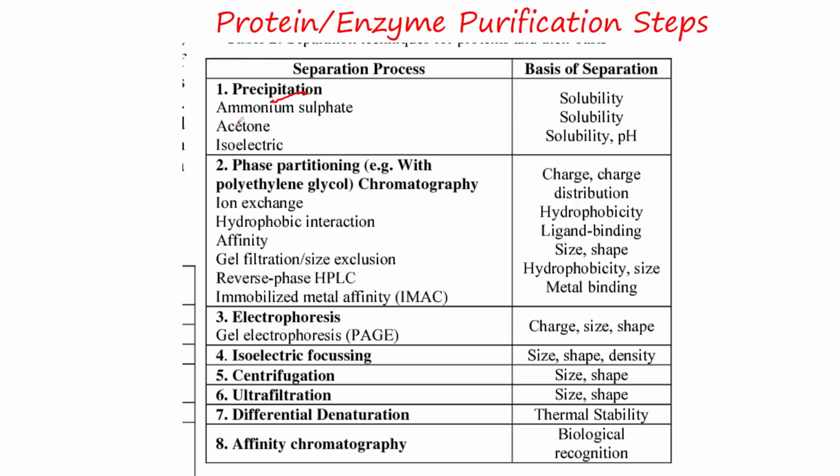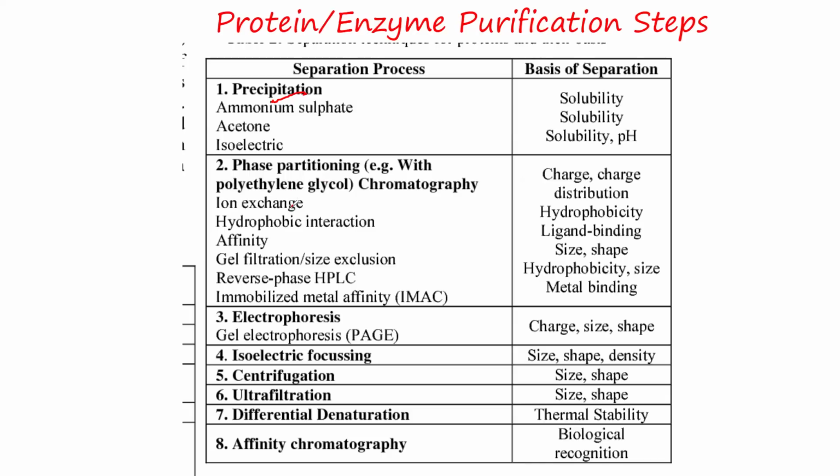Mostly we use ammonium sulfate precipitation. This precipitation is a technique where, when you add ammonium sulfate, all the protein components will clump together, and the non-protein components will be separated from the protein that precipitated. The basis of precipitation is solubility and also pH. Then what about phase partitioning? That is with, let's say, chromatographic techniques.